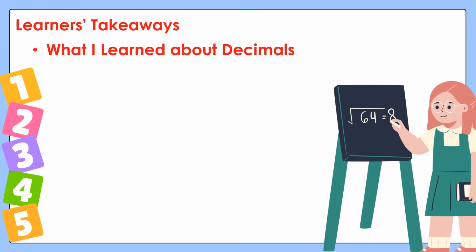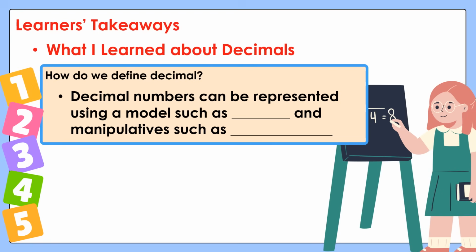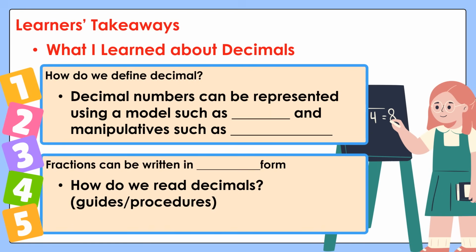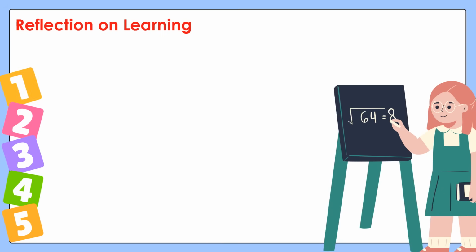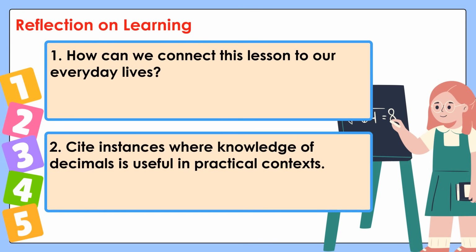Learners' takeaways. What I learned about decimals. First, how do we define decimals? Decimal numbers can be represented using models such as blank and manipulatives such as blank. Fractions can be written in blank form. How do we read decimals? Guides or procedures? Write your answers in your notebook. Reflection on learning. First, how can we connect this lesson to our everyday lives? Second, cite instances where knowledge of decimals is useful in practical contexts.